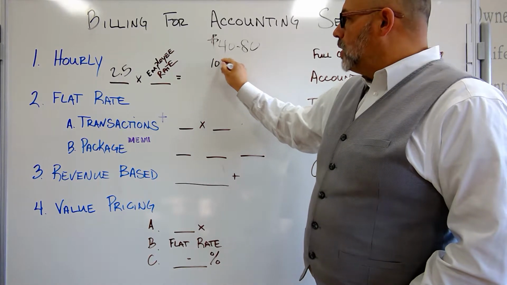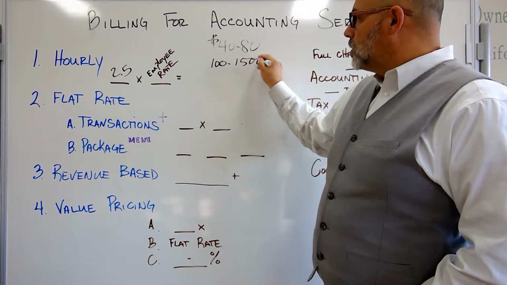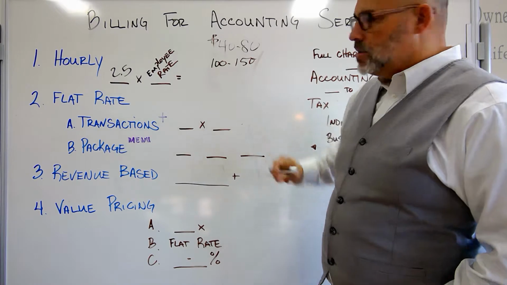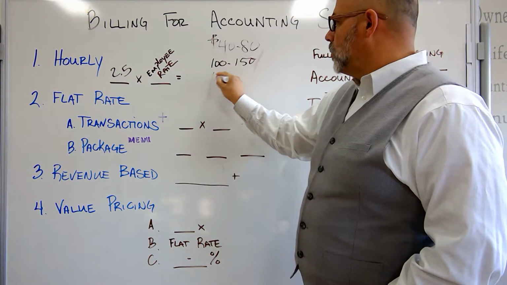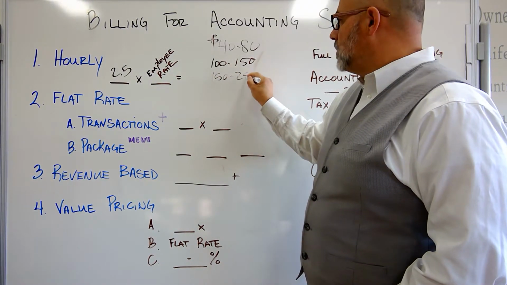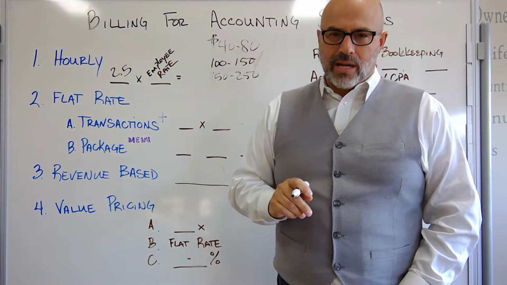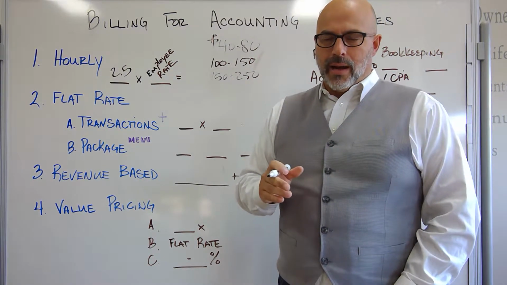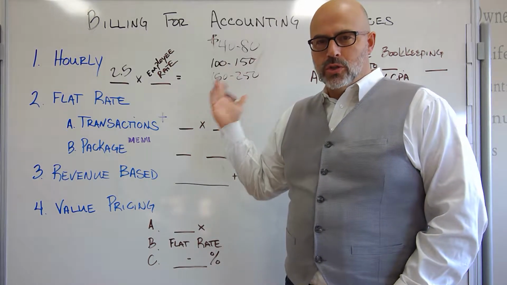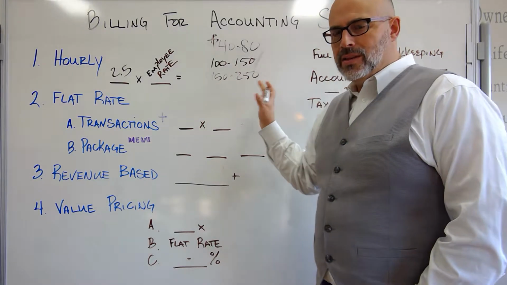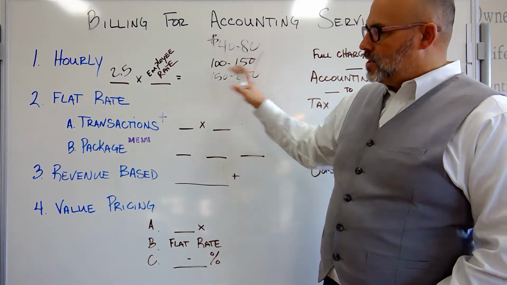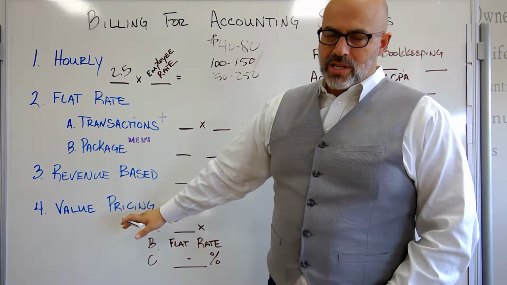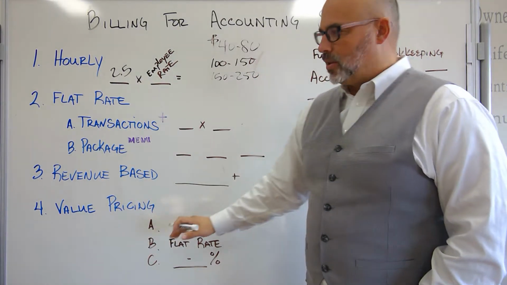Basically, you're looking at 100 to 150 traditionally for accounting services, and then essentially 150 to 250 for more of the CPA type tax services and such. That's one of the things that I think you can definitely aspire to and do if you're not already. Now, in this range, as we go through this, we're going to be focusing on the bookkeeping as a benchmark to begin with.